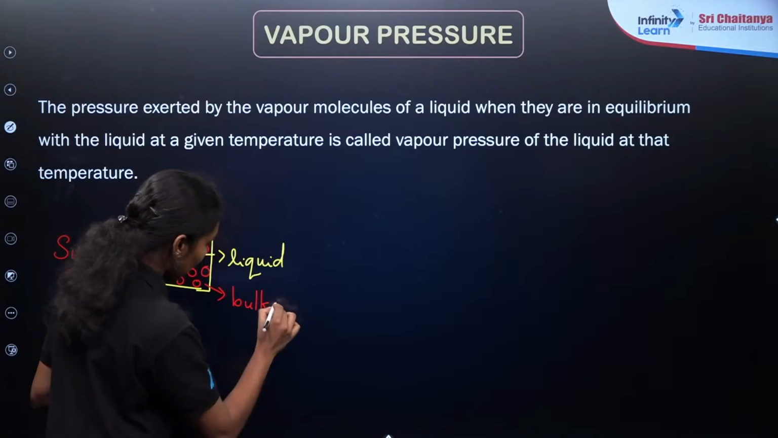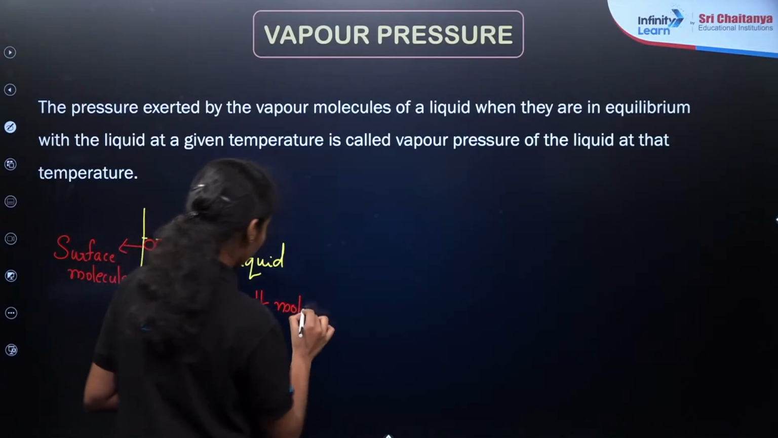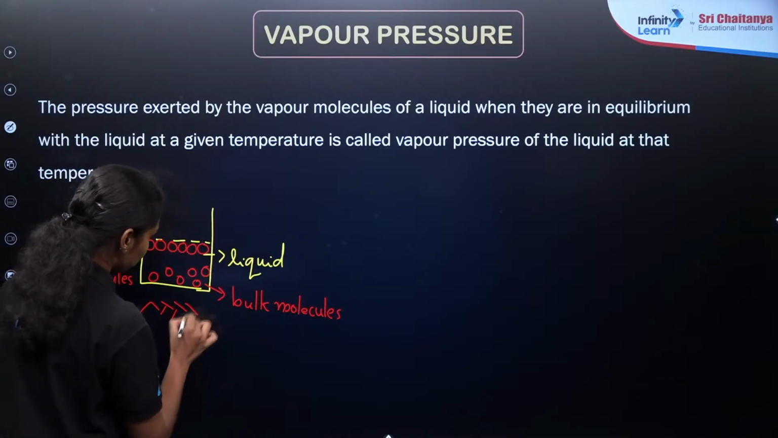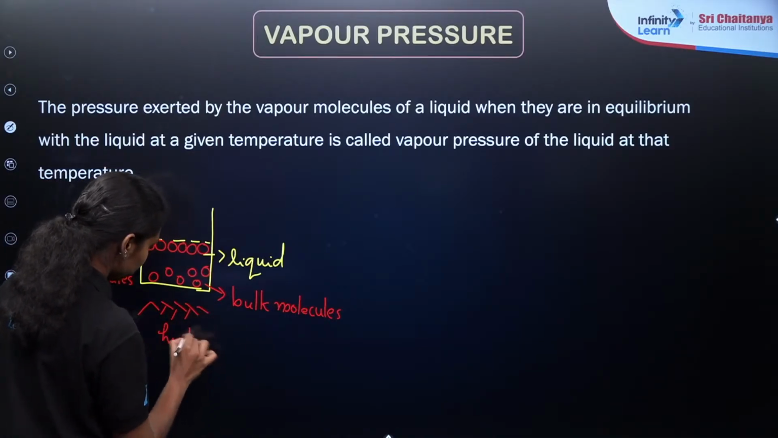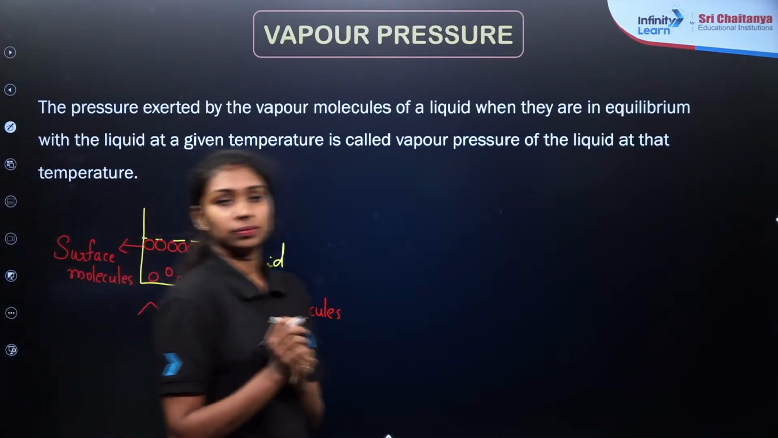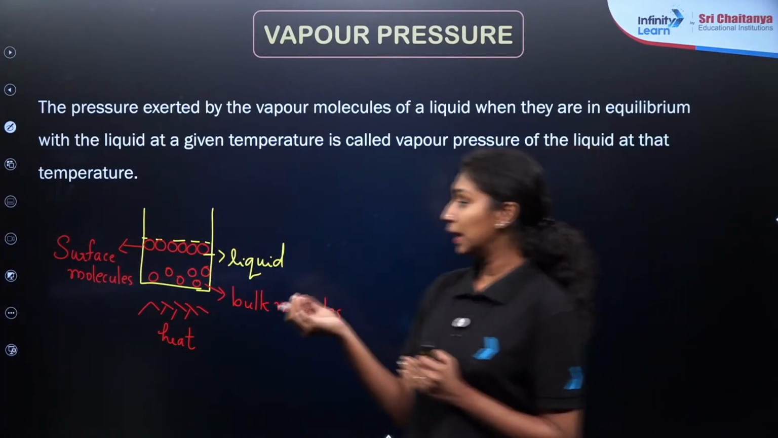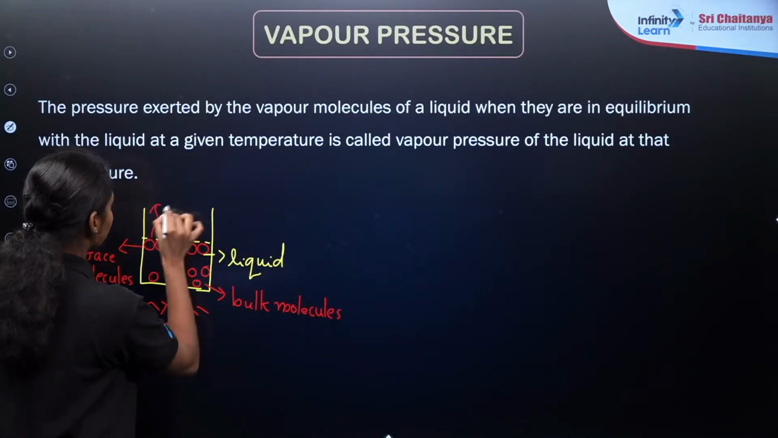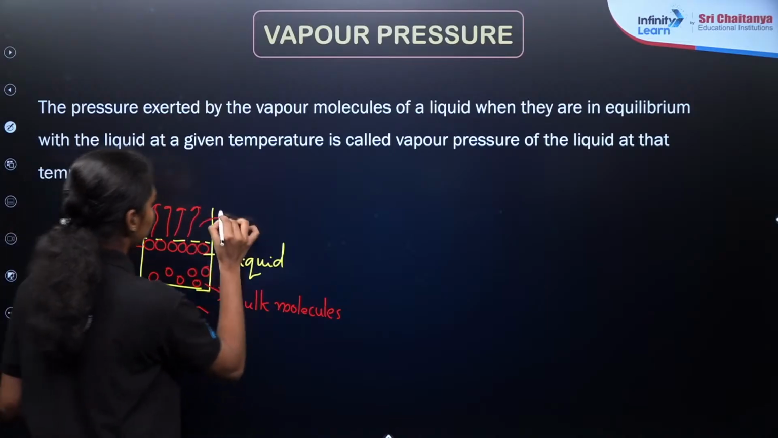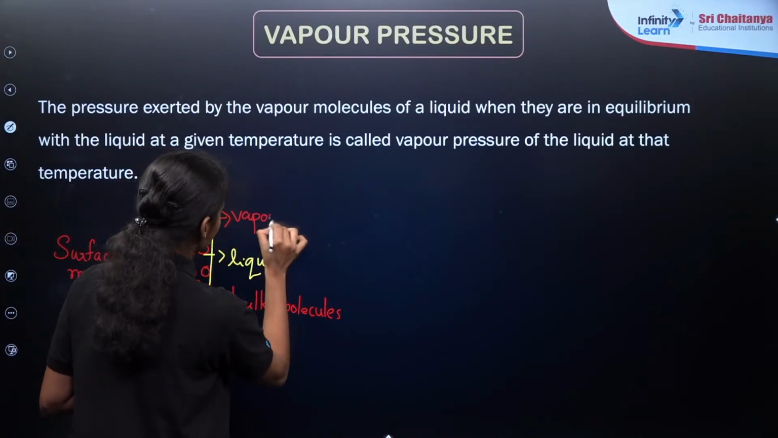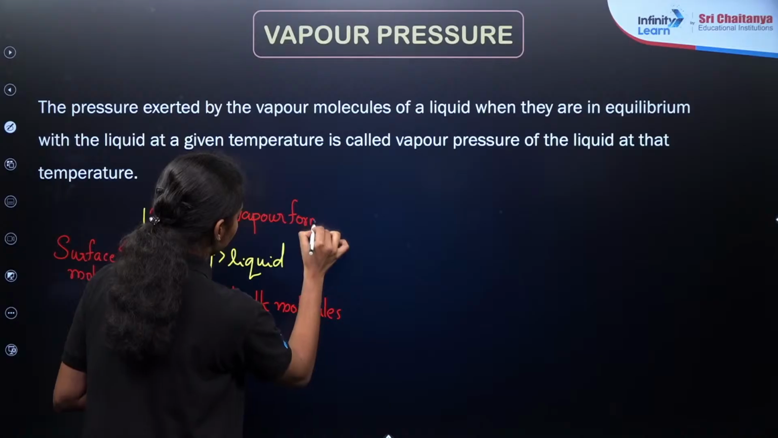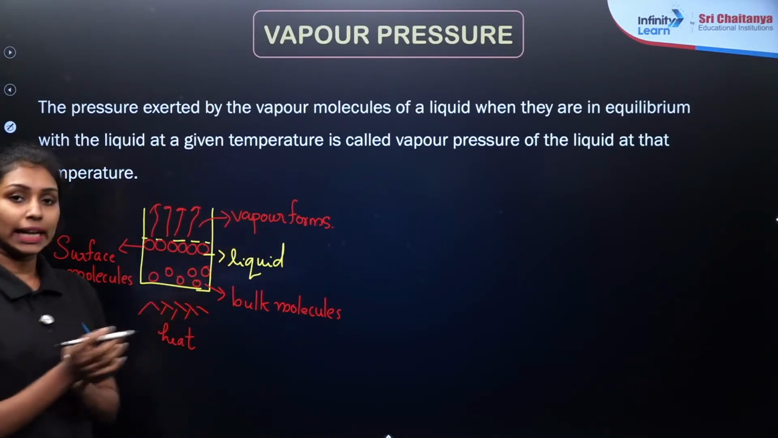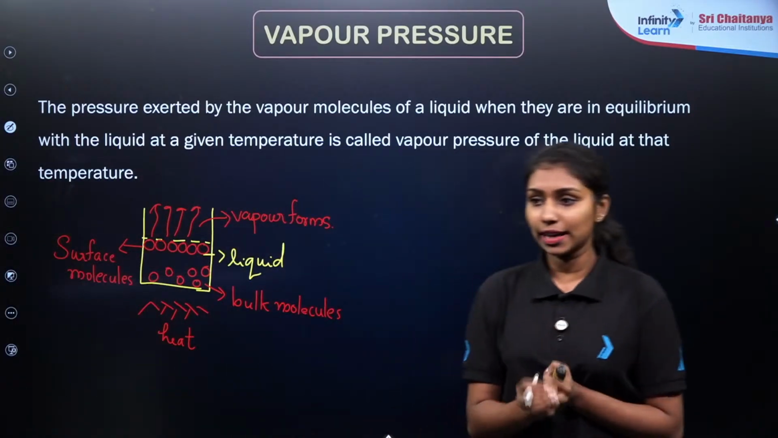If I apply heat over the container, what will you observe? The liquid will change its phase from the liquid state to the vapor phase, the gaseous state. So vapor forms. The liquid molecules will escape easily into the vapor phase because it is an open container. Yes, it will evaporate, right? Yes, correct, Lakshay.